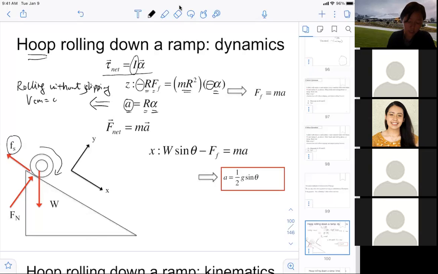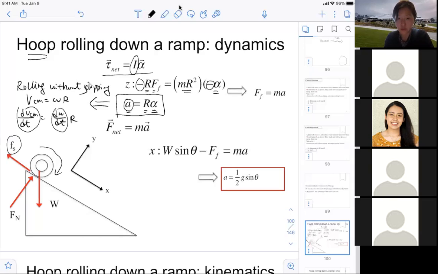V is omega R. So dV/dt is equal to d omega/dt times R. So dV/dt becomes A and d omega/dt becomes alpha. So this is a condition for rolling without slipping. Now you're familiar with it, you're able to just write it down right away.